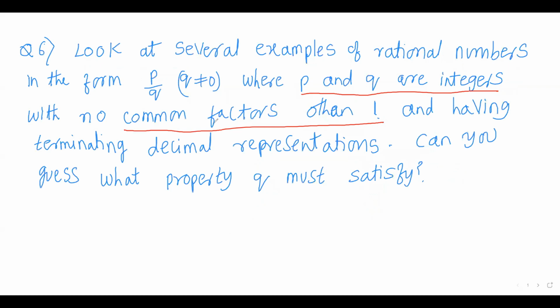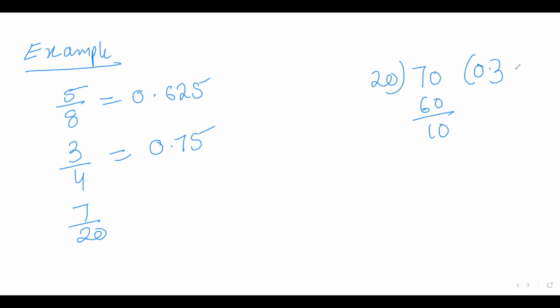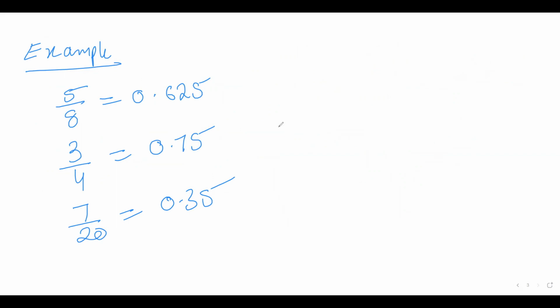According to the question, they should have 1 as the common factor. P and Q should be integers, and on dividing it should be a terminating decimal. So perfect example, 7 and 20, 7 by 20. I can take 7 by 20 on dividing. I will get 0.35. So all are terminating decimals. All P and Qs are having 1 as the common factor.